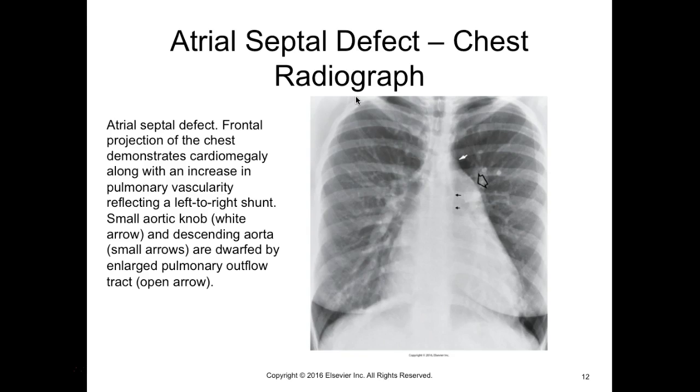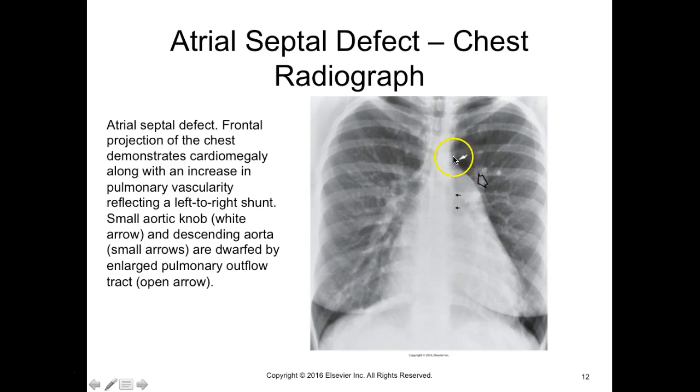Here you have your atrial septal defect on the chest x-ray. Here you can see we have some ballooning right there. The frontal projection of the chest demonstrates cardiomegaly, so this heart is enlarged. The way that you measure a heart is you take the diameter of the heart against one side of the lung field. If you measure here to here, it needs to be smaller than the spinous processes to the edge of the lung field there. So we have cardiomegaly along with increased pulmonary vascularity reflecting left to right shunt. There is also a small aortic knob, that's the white arrow.